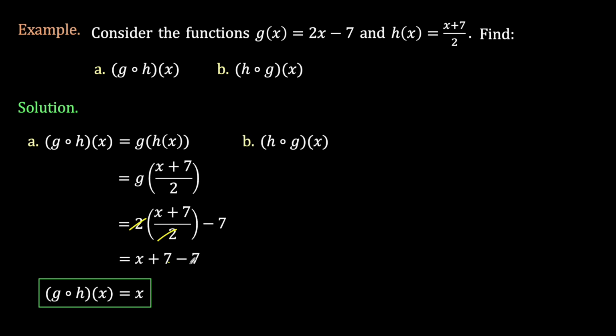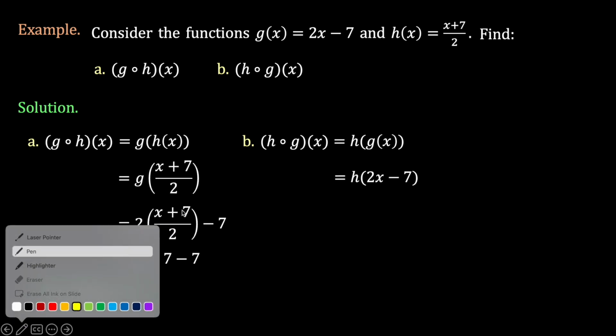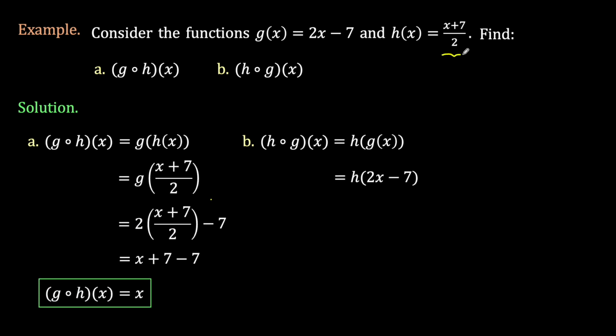For letter B, we have h circle g of x. And this is equal to h of g of x. Take note that g of x is 2x minus 7. So, we will replace this with 2x minus 7. But, h now is x plus 7 all over 2. So, we will use this function with an input of 2x minus 7. That's why we have this term, the quantity 2x minus 7 plus 7 all over 2.